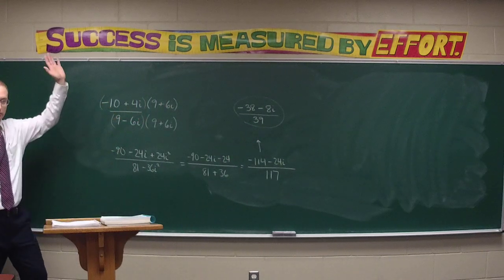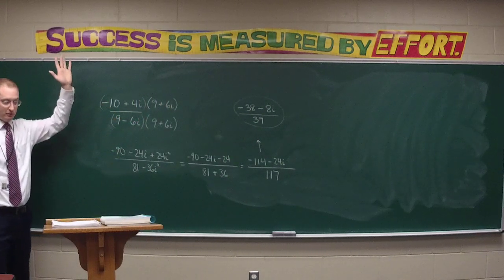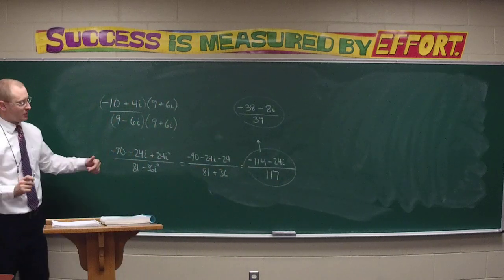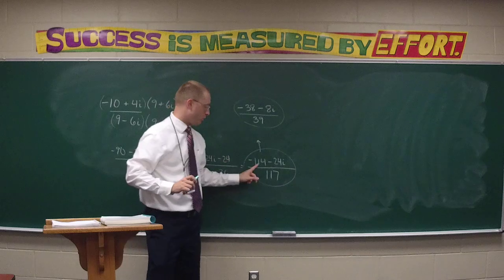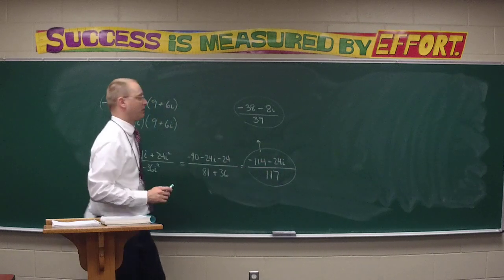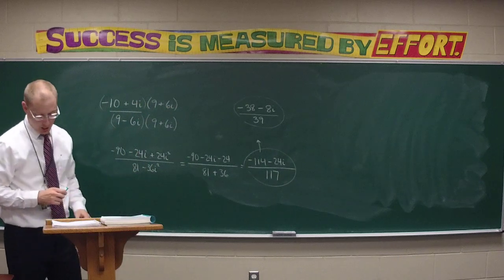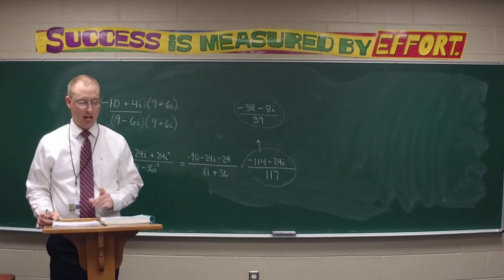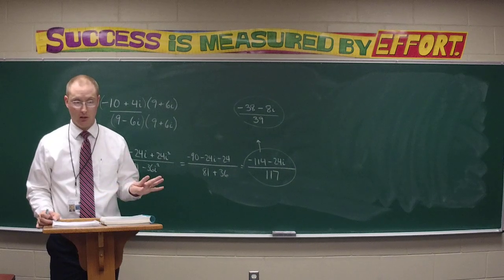Anyone see the 3? Take it out of everything. How many at least got this far? All right. Yeah, so 114 adds up to 6. 24 is 6. 117 is 9. Yep, there's a 3 in everything. And there's our answer. Questions on these processes? Any questions on complex numbers? How to add, subtract, multiply, divide?